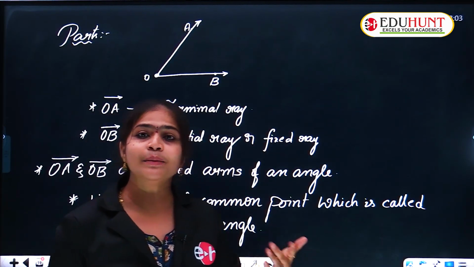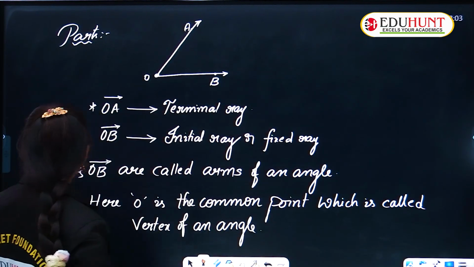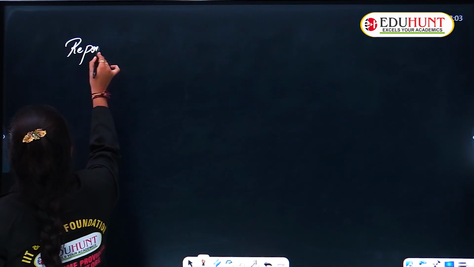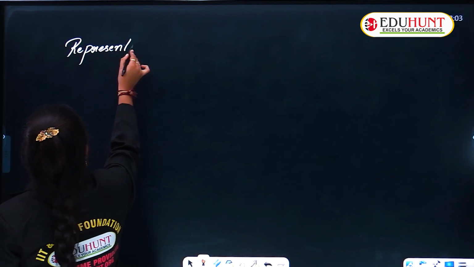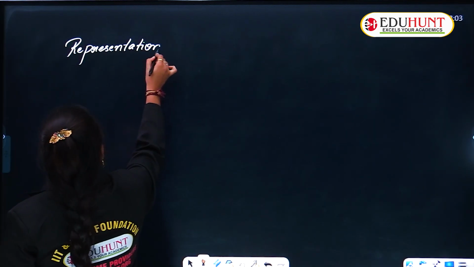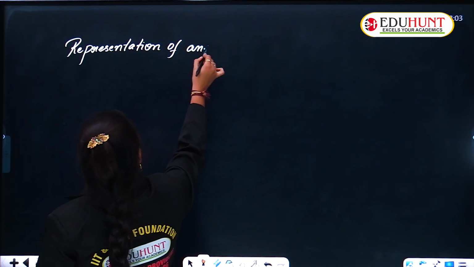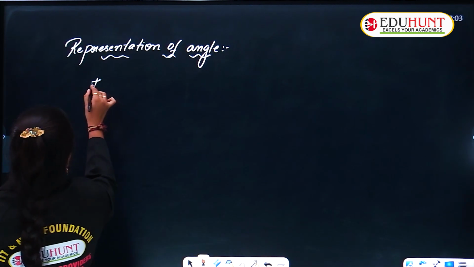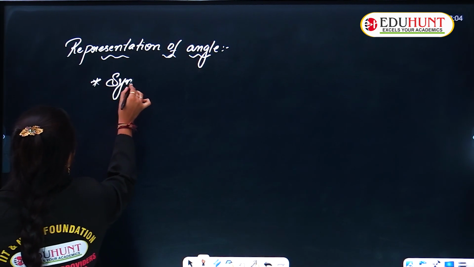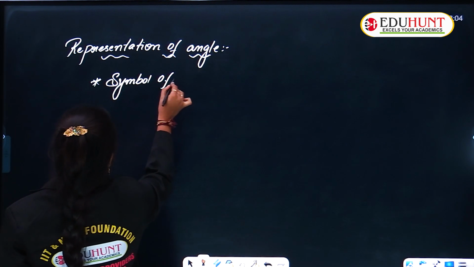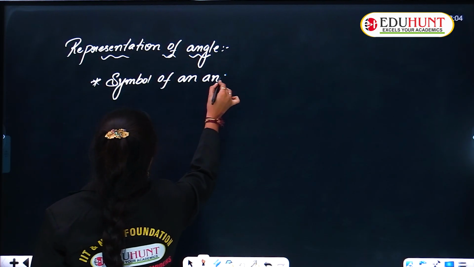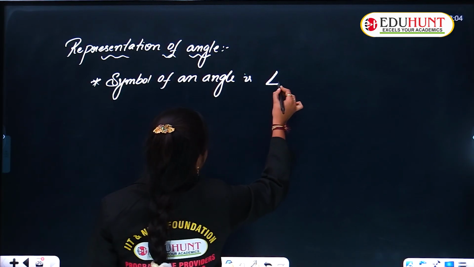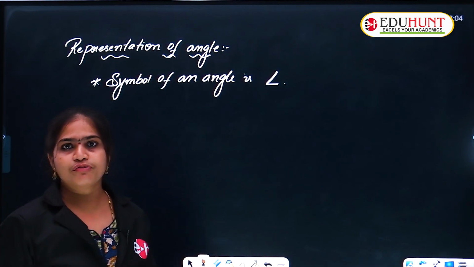Now here, how to represent the angle? Okay, now here say that: representation of angle. Now, what is the symbol of an angle? The symbol of an angle is this, just like that L. This is the symbol of angle.